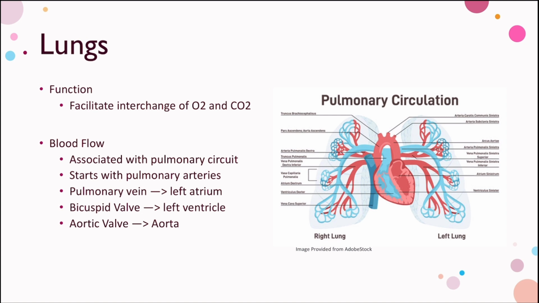This next diagram shows the pulmonary circuit that shows both right and left lungs. This diagram also has everything labeled to explain the blood flow and anatomy of blood supply to the lungs.